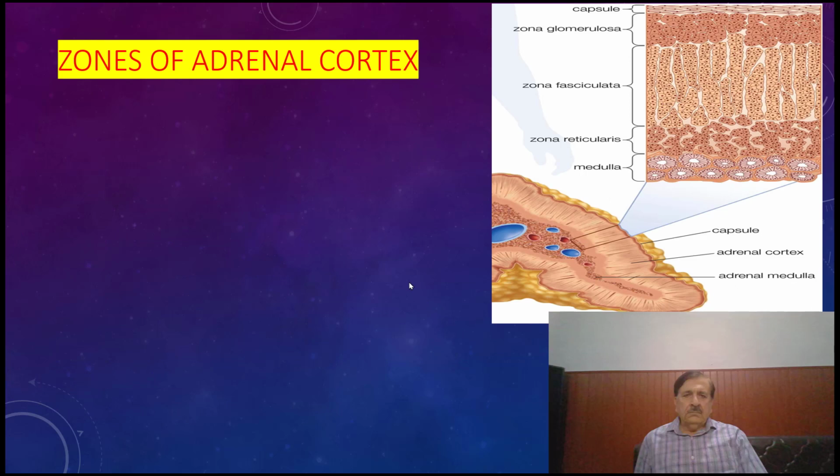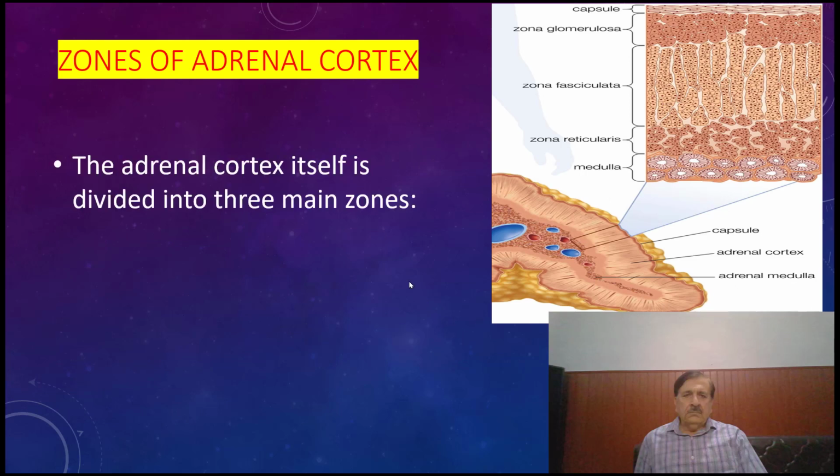Zones of the adrenal cortex. The adrenal cortex itself is divided into three main zones. You can see this is the capsule, and these are the three zones of the gland. The upper zone is called the zona glomerulosa. Why is it called zona glomerulosa? Because it looks like the glomeruli. It has blood vessels in the center of its cells, and it looks like a glomerulus. That's why it is called zona glomerulosa.